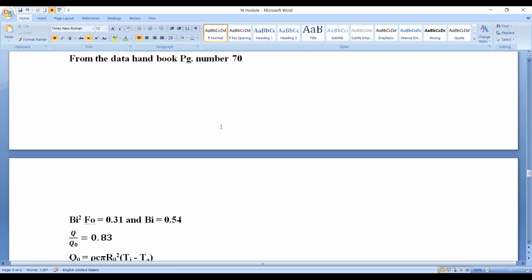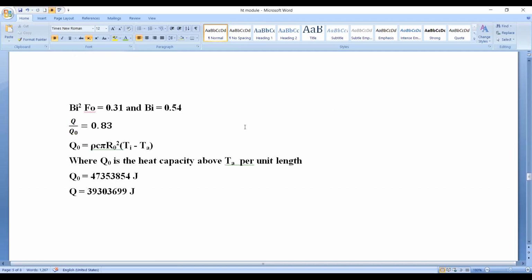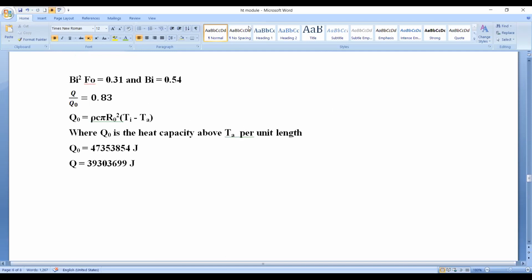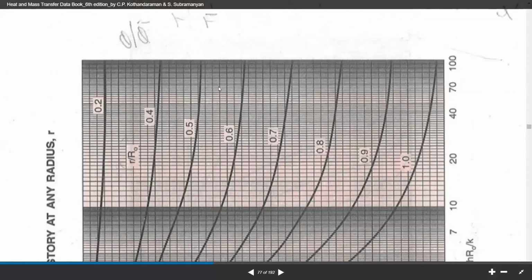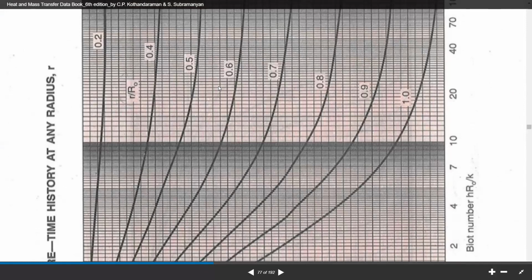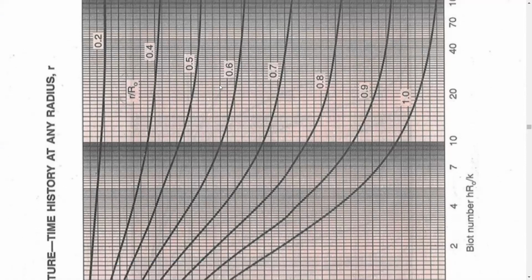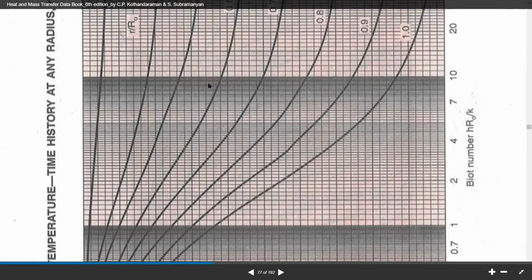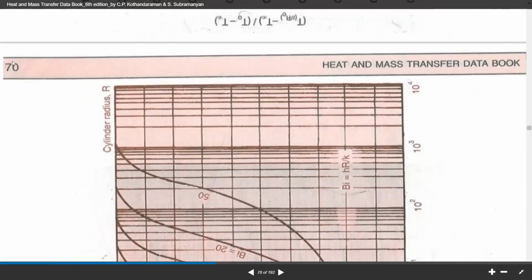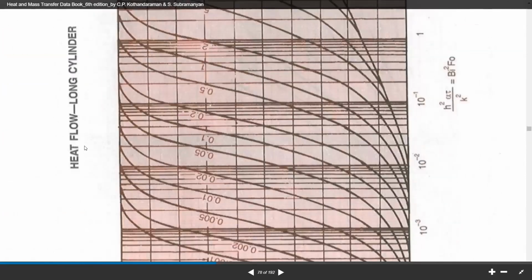Okay. Now in page number 70, let us share this screen, page number 70. For each geometry, we have 3 charts. So for infinitely long flat plate, 3 charts, and for cylinders, 3 charts, and for sphere, 3 charts. Okay, so we are dealing with the cylinders. So the third chart, which is on page number 70, deals with the heat flow in long cylinders.